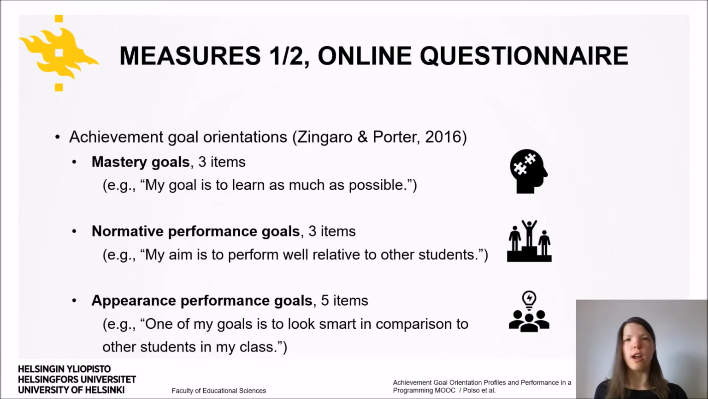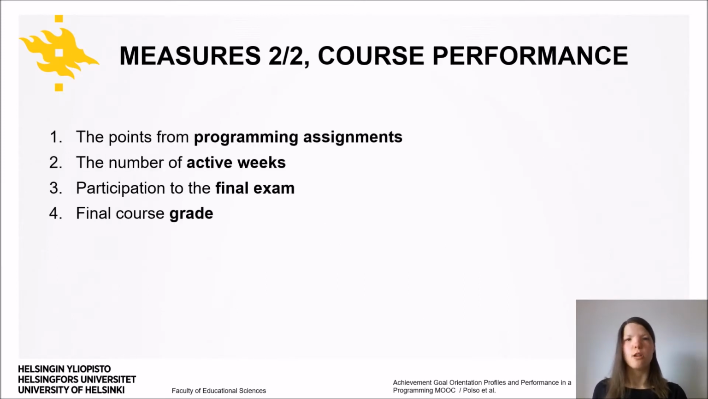The students were asked to take an online questionnaire in the beginning of the course. Mastery, normative performance, and appearance performance goals were assessed, and the students reported also some background information. Course performance was measured using 4 metrics, which were the points from programming assignments, the number of weeks the student was still active, participation to the final exam, and final course grade.